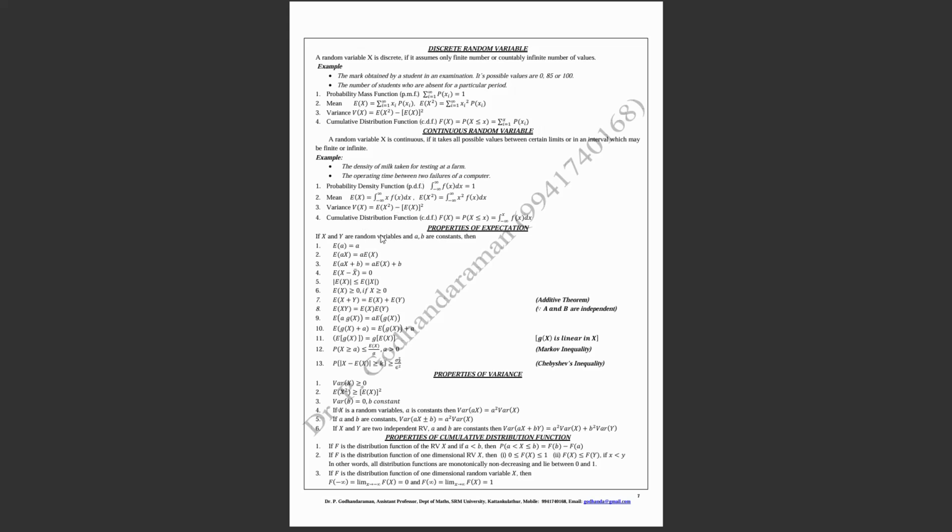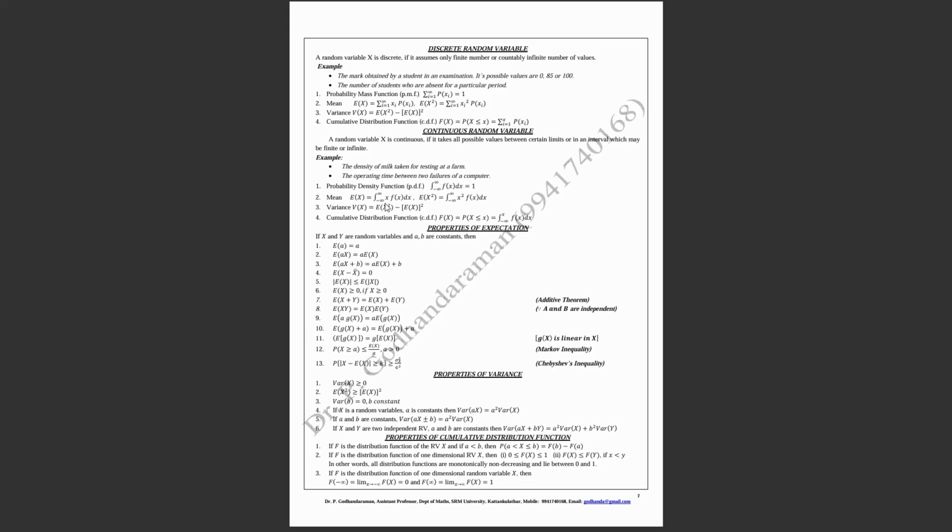There are four formulas. Probability density function, PDF: the integral from minus infinity to plus infinity of f of x dx is equal to 1. In the previous video we saw discrete random variables, for which it is the probability mass function, PMF. Here, for the continuous random variable, it is the probability density function, PDF. So the formula is the integral from minus infinity to plus infinity of f of x dx equals 1.